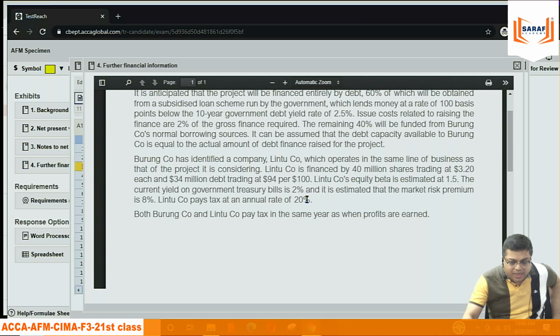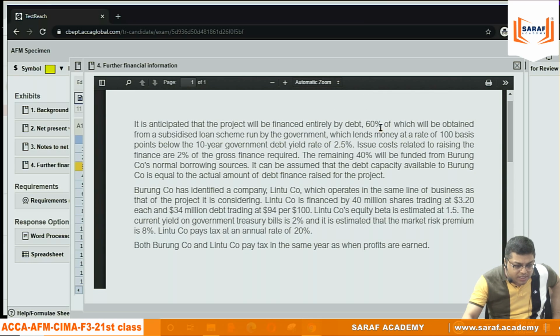Beta of asset जो आएगा उससे we will be calculating 2 plus 8 into beta of asset, the required rate of return. उससे we will be calculating APV and all these debt benefits, that is the issue cost, the interest tax benefit, subsidized loan benefit and all that. We will be calculating present value at the rate of 4%.